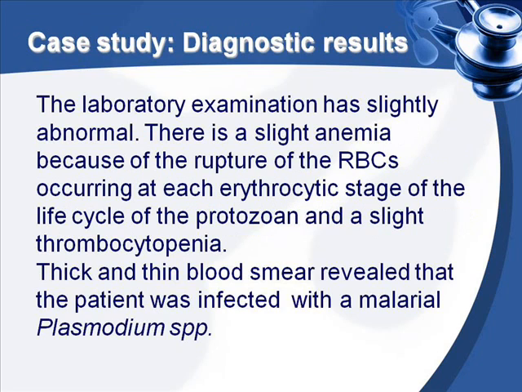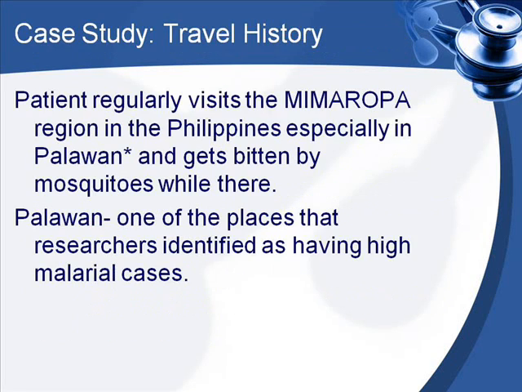Case study. Diagnostic results. The laboratory examination is slightly abnormal. There is a slight anemia because of the rupture of the RBCs occurring at each erythrocytic stage of the life cycle of the protozoan and a slight thrombocytopenia. Thick and thin blood smear revealed that the patient was infected with the malarial Plasmodium species.